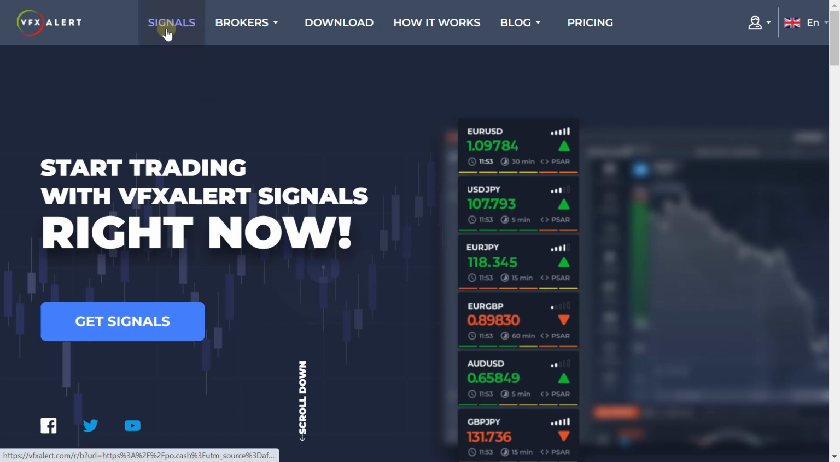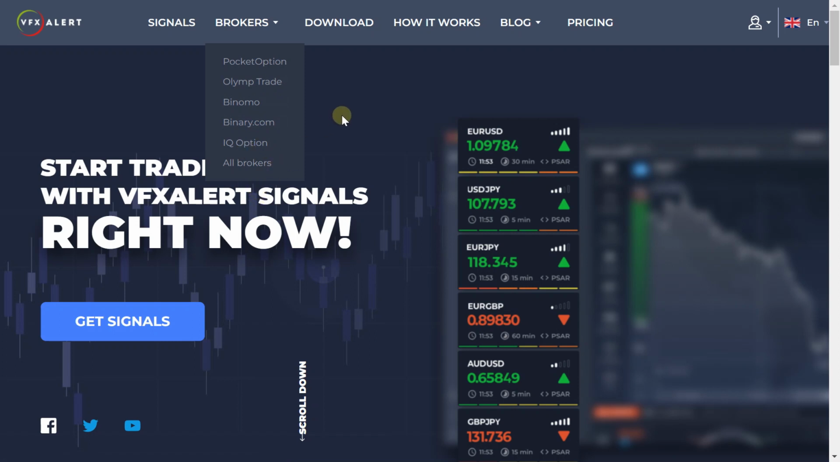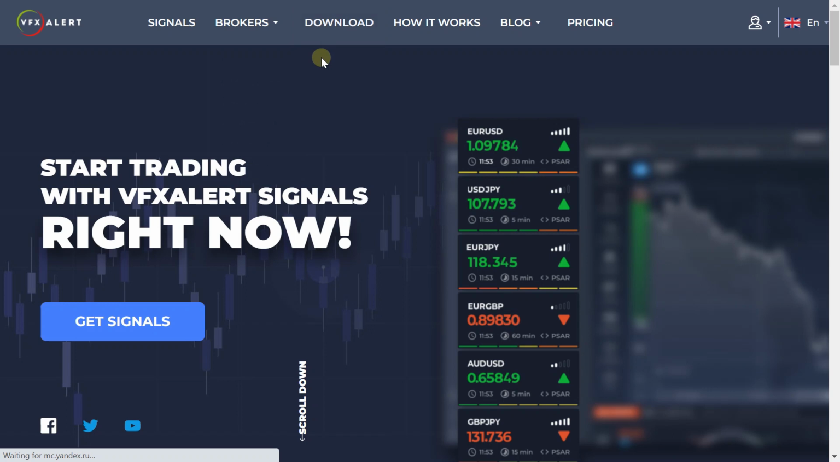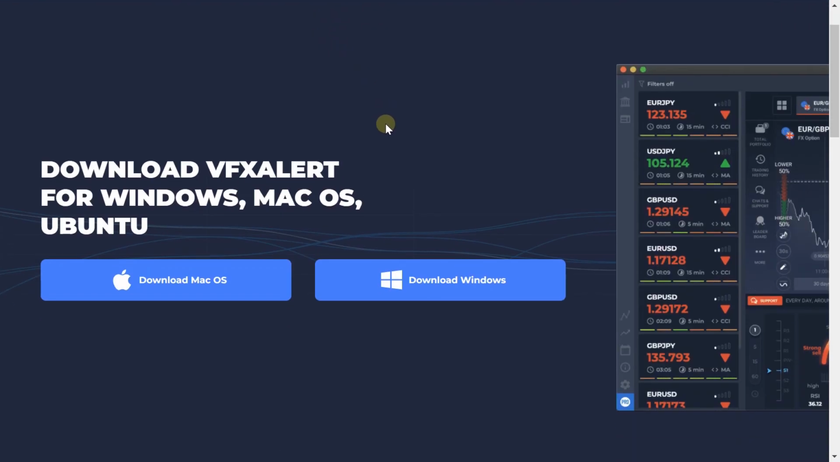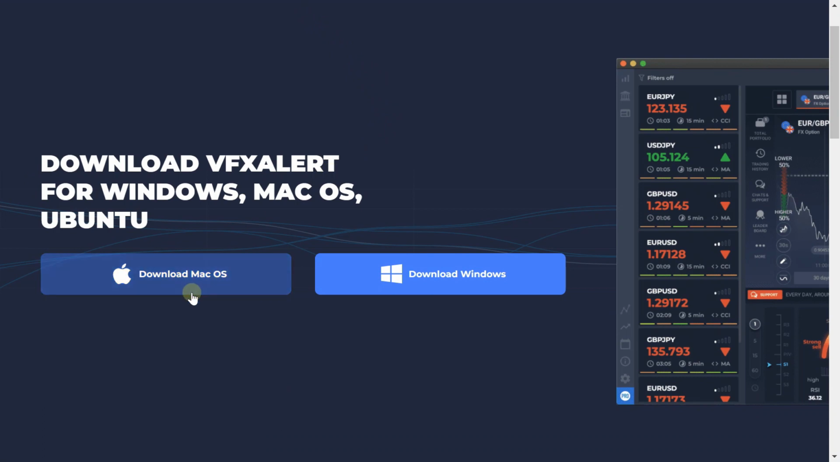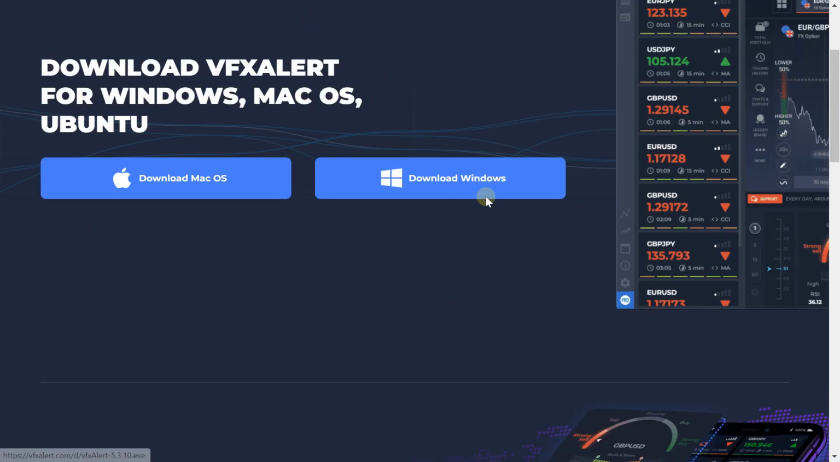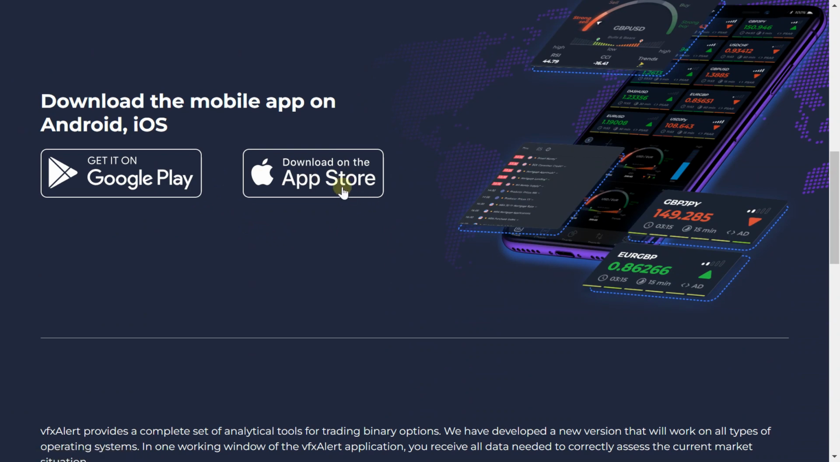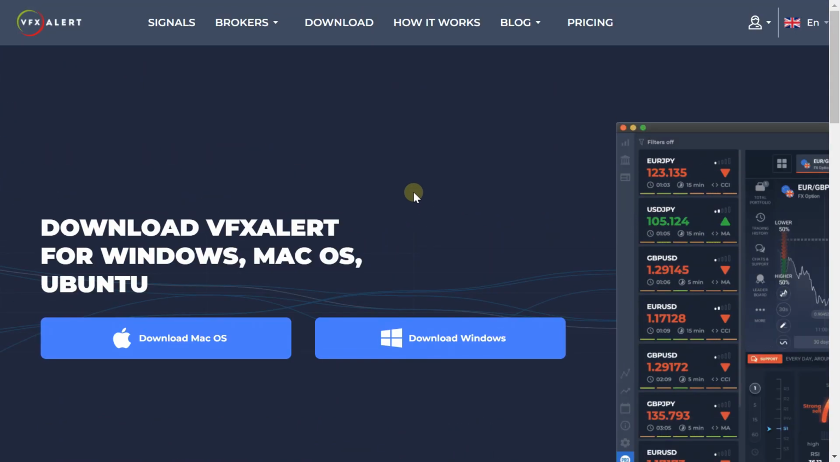So the first area, you can get the signals when you click on this area. On this other section, you can see which broker you can connect with their platform. So you can connect with Pocket Option, OLYMPTRADE, BINOMO, Binary.com, IQ Option, and all other brokers. On this area, you can download their applications. So they offer applications both for macOS, Windows, Android, and iOS. So you can choose from these 4 options.